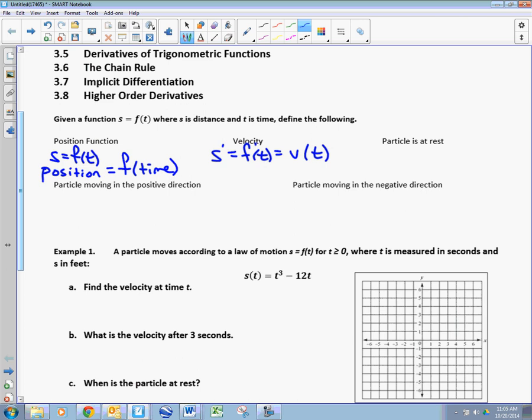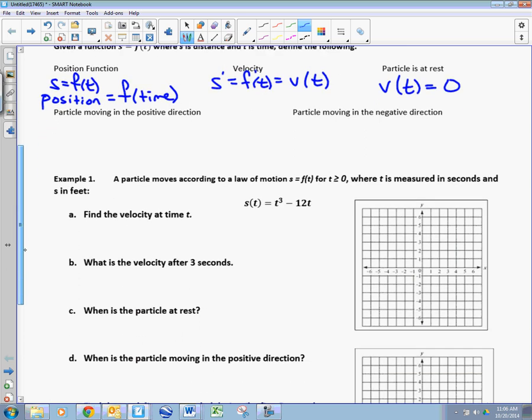If a particle is at rest, what's the velocity of the function, or velocity of the particle? It would be 0. So what we do is we take our velocity function, we set it equal to 0 to find out when the particle is at rest.